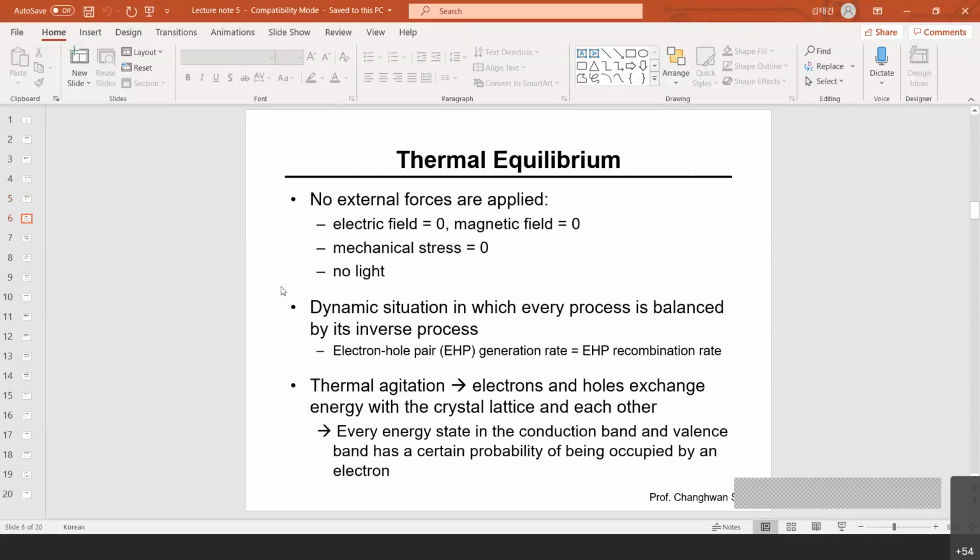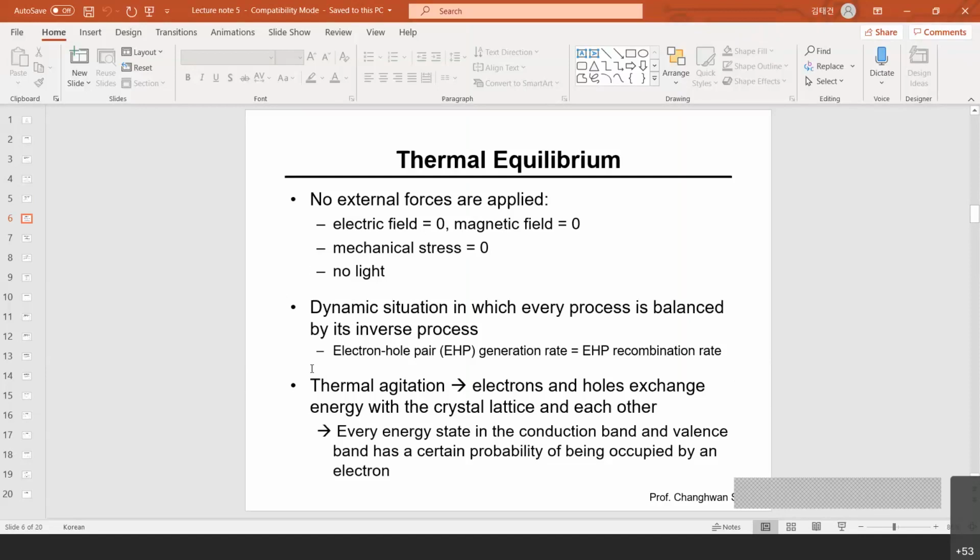All right. In thermal equilibrium, no external forces are applied, so we can claim that this material, this wafer, this product is at thermal equilibrium. More specifically, if there is no externally applied electric field, no magnetic field, no mechanical stress, and even no light, then there is no external force, which means this sample is at thermal equilibrium. And one more thing I have stressed is that it is a dynamic situation instead of a static situation.